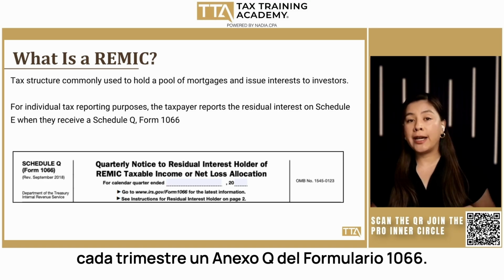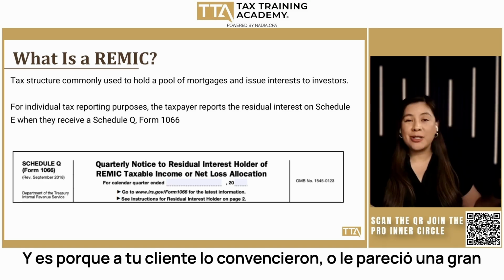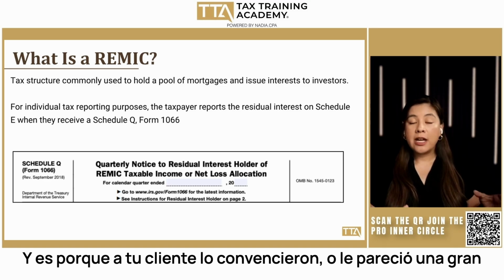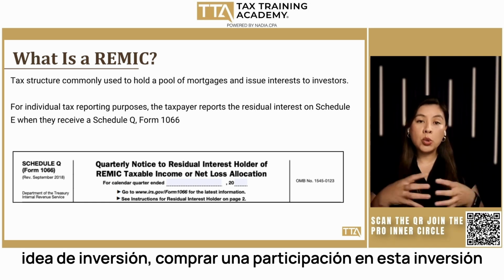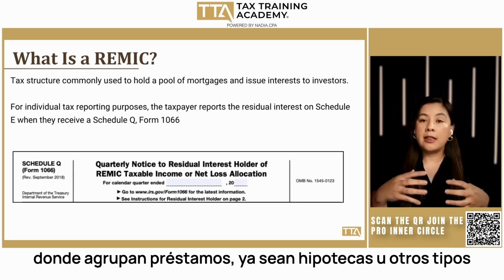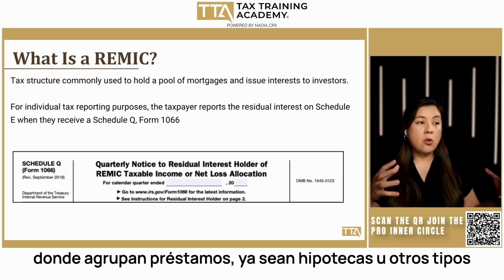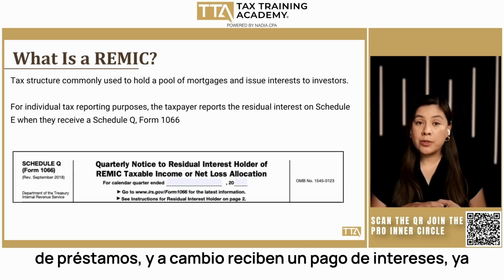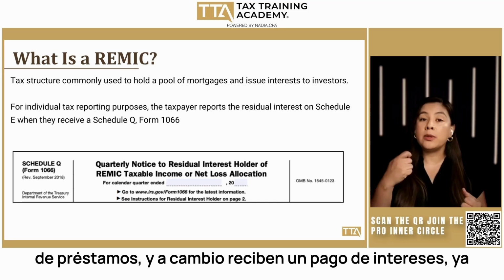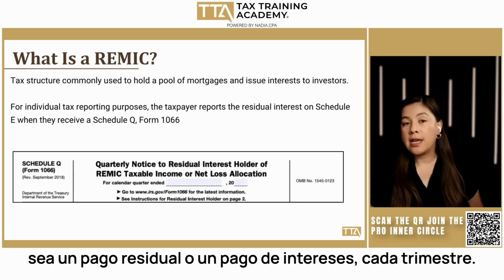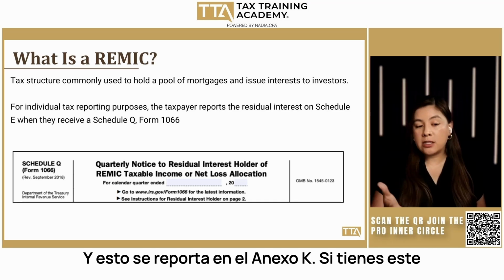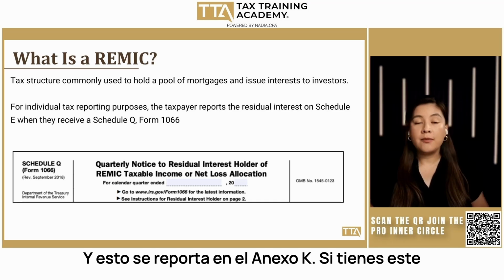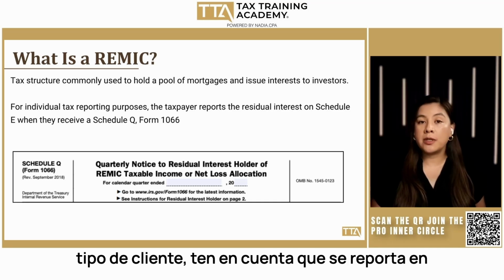And this is because your client either got talked into it or they thought it was a great investment idea to buy an interest in this investment where they pool together loans, either mortgages or types of loans that are coming together, and they receive an interest payment, either a residual or interest payment, every quarter. And this gets reported on Schedule K. If you do have this type of client, just know that it gets reported on Schedule E, page 2, towards the bottom.